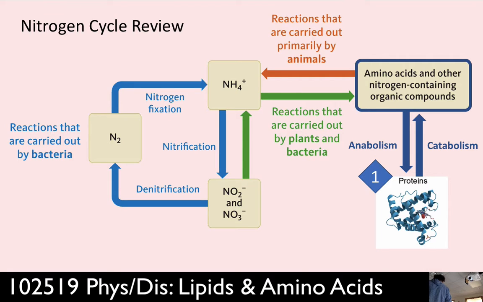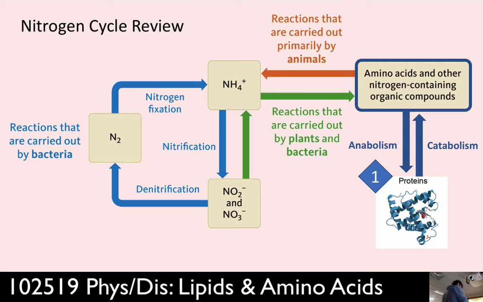All right, a person's metabolism is made of anabolic and catabolic processes. So metabolic processes are either anabolic or catabolic. Does that make sense? Okay, so that's the nitrogen cycle review.